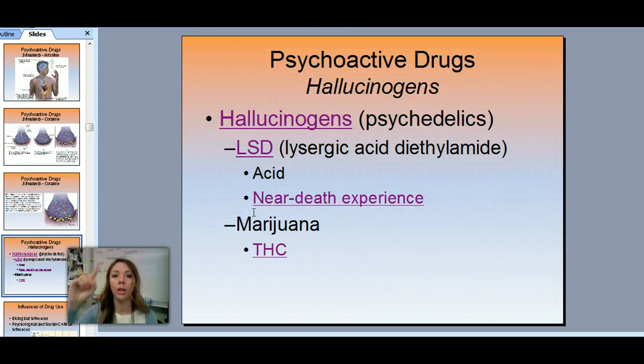Hallucinogenics, then, are not stimulants or depressants. They're totally different strands. So anything that makes you hallucinate, so hear things, see things that aren't actually there. LSD, acid, marijuana, and THC have been shown to have hallucinogenic effects. We've talked about how THC and marijuana are actually a really messy mechanism. They do a lot of things. Some of it's a depressant in your body, and then also hallucinogenic, or I'm sorry, makes you hallucinate.